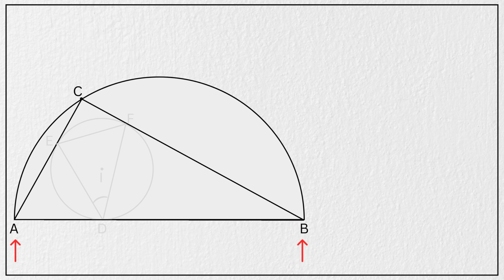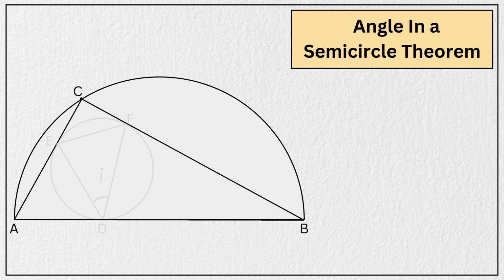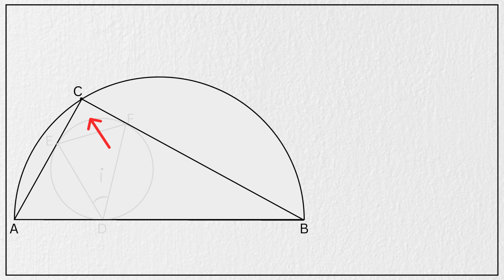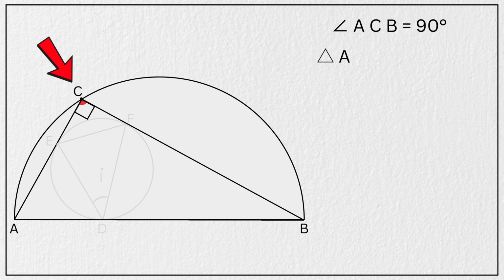We are told that AB is the diameter of the semicircle, and we know that according to the angle in a semicircle theorem, any angle formed in a semicircle opposite to the diameter of a circle is always a right angle, or 90 degrees, and the diameter of the circle is the hypotenuse of that triangle. That means this angle C of triangle ACB is 90 degrees, and triangle ACB is a right triangle at C.